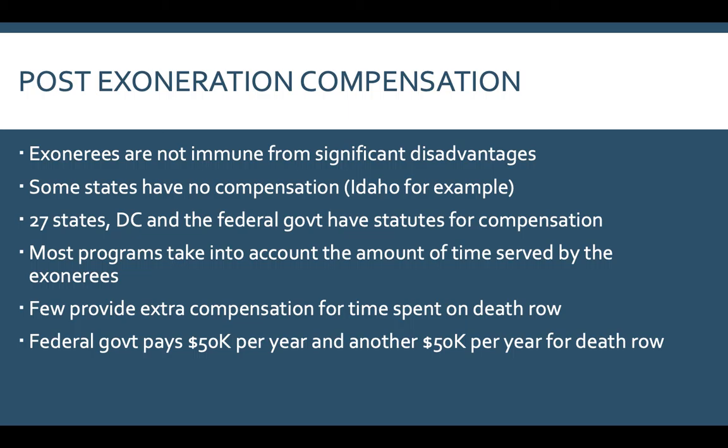Now, exonerees are not immune from significant disadvantage. Some states, like Idaho, don't provide any compensation. 27 states, DC, and the federal government do have statutes for compensation, and it's generally based on the amount of time served. Few provide extra compensation for time spent on death row. So the federal government pays $50,000 per year and another $50,000 per year for time spent on death row.